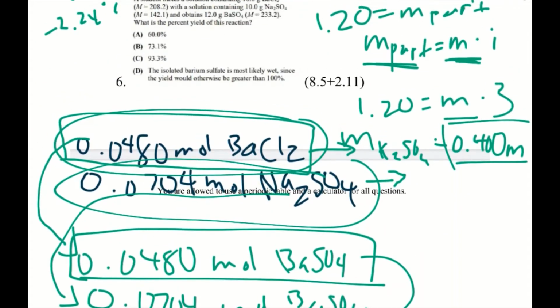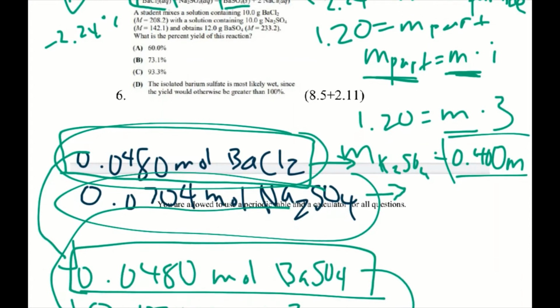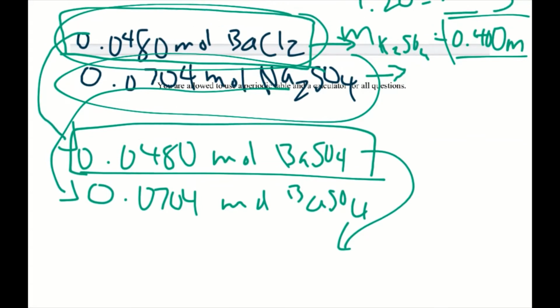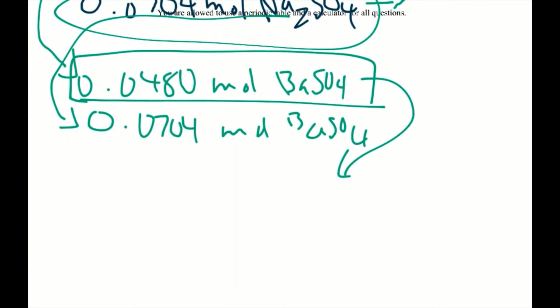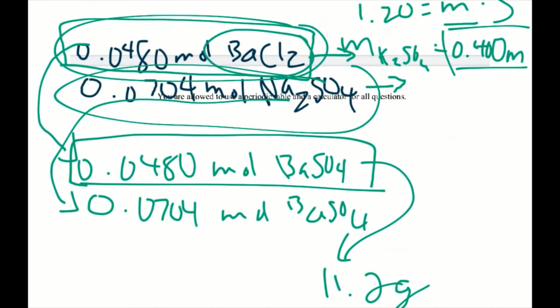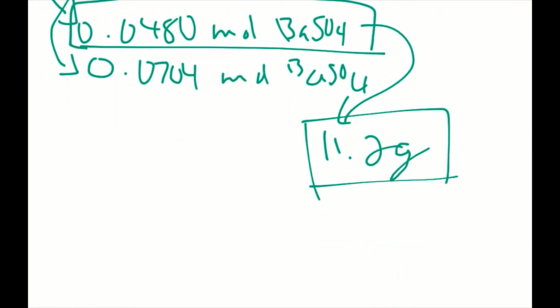0.0480 times the molar mass of barium sulfate, which is 233.2. And we get that the mass of barium sulfate that we are supposed to get, given the limiting reactant, is going to be 11.19 grams, and I should make that 11.2 to be consistent with sig figs. And of course, because barium chloride was our limiting reactant, our sodium sulfate will be in excess after the reaction occurs. So we are expected to get 11.2 grams.